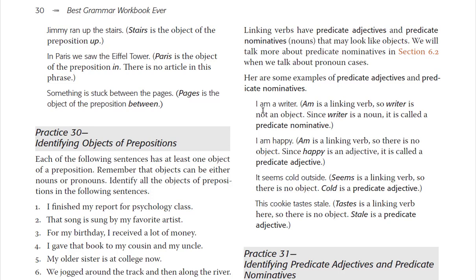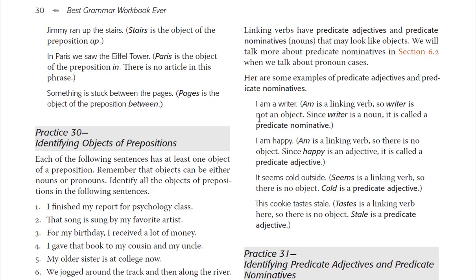Here are some examples. I am a writer. So I is the subject. Am is a linking verb, a state of being verb. It means a non-action verb, and it just states a state of being. So, I am a writer. Am is a linking verb. Writer is not an object because linking verbs do not take objects. Since writer is a noun, it is called a predicate nominative. I am happy. And so because happy is an adjective, this is known as a predicate adjective.